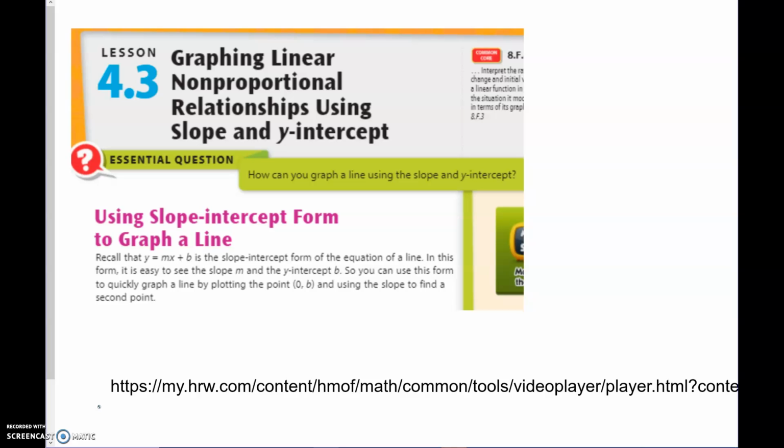Hello there. We are doing lesson 4-3. So we've already spent some time working on 4-3, and what we have been doing is writing equations in y equals mx plus b form. And what we've been working on so far is graphing.